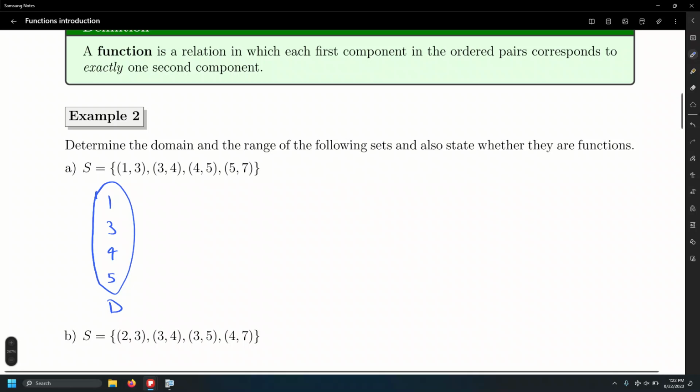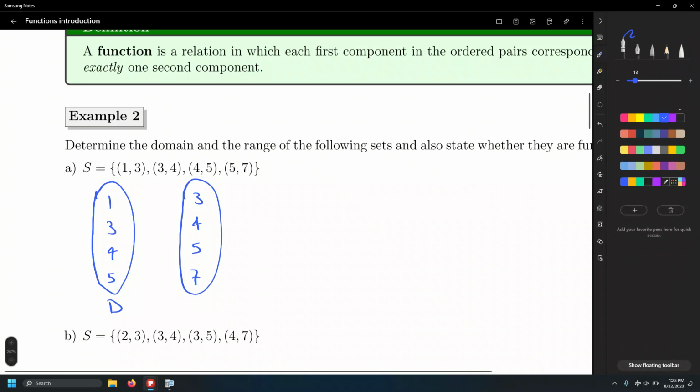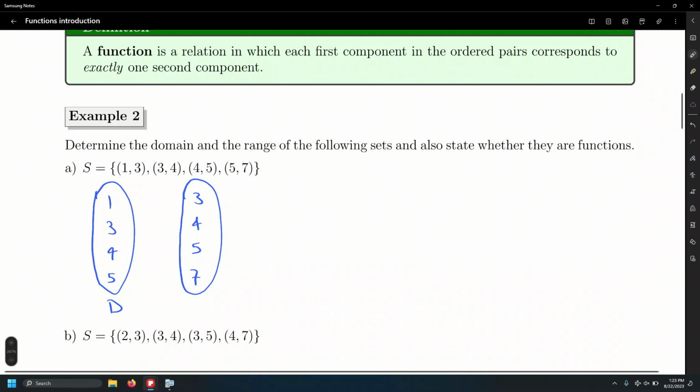And then let me write the elements that lie in the range. That is 3, 4, 5, 7. Good. They're in order. Great. 3, 4, 5, 7. All right. Let me make more space in between. So here's what we're going to do. I'm going to use arrows here to explicitly show the correspondence of every value in the domain to that in the range.